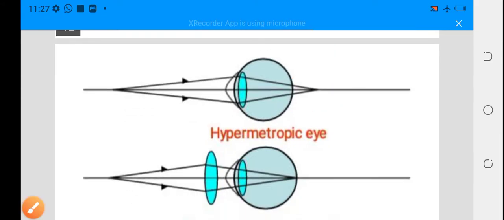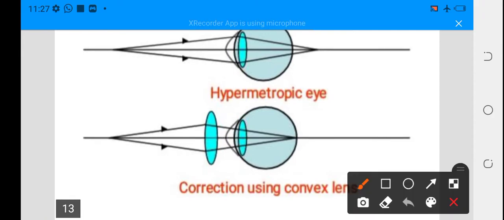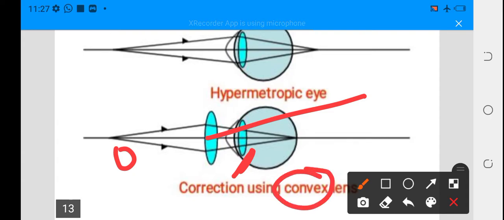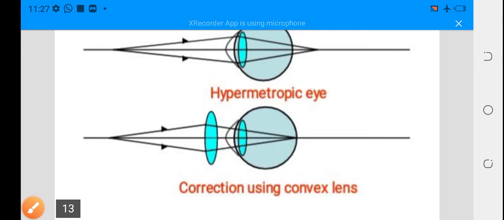How to correct this one? This is the object, and this is the eye lens. Between the eye lens and the object, if we use a convex lens, then the image will be formed again on the retina. By using a convex lens, hypermetropia will be solved.